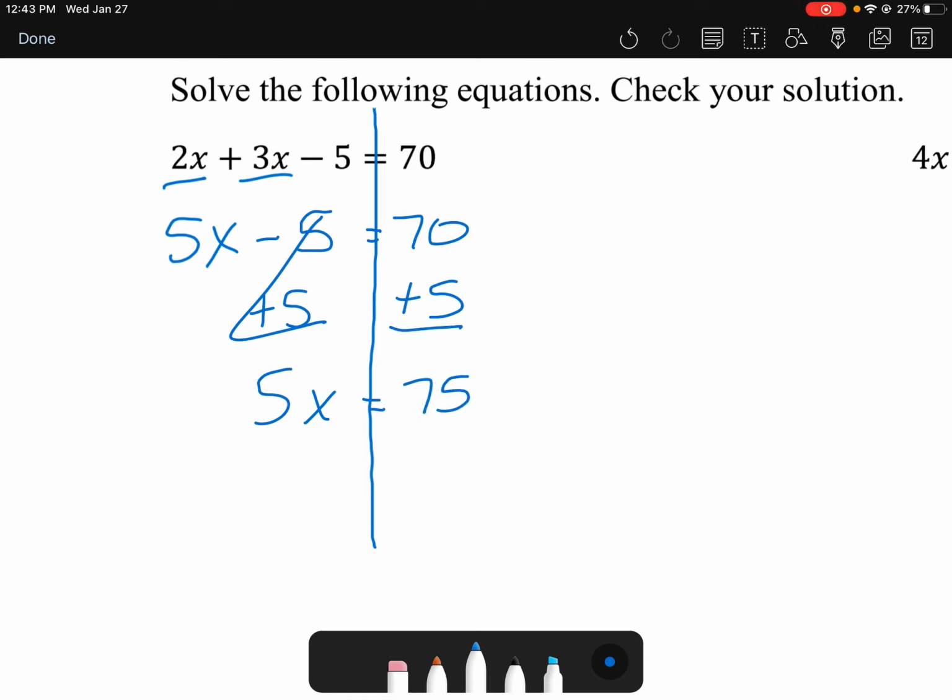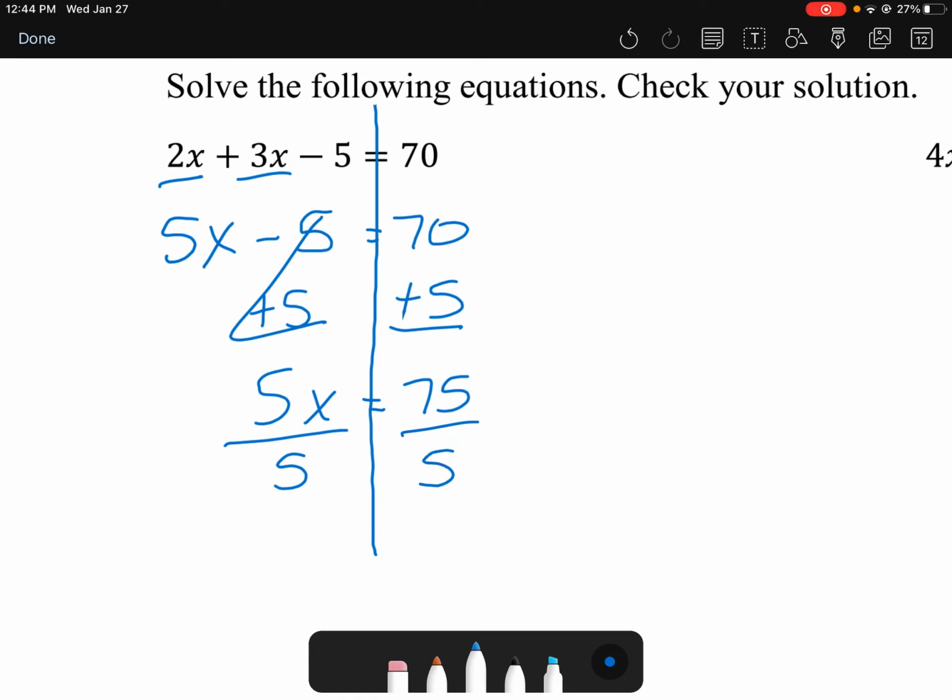Now I'm multiplying the 5 and the x together. That inverse operation would be to divide 5 from both sides. Canceling that out, I get that x is equal to 15. Had to think about that one.